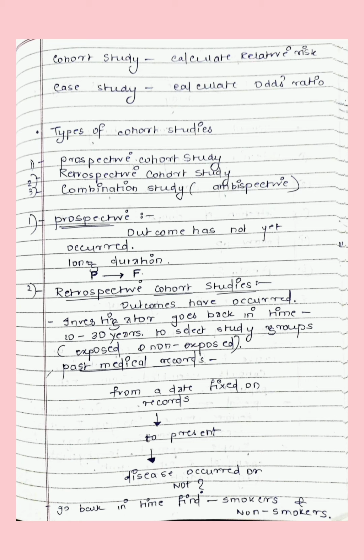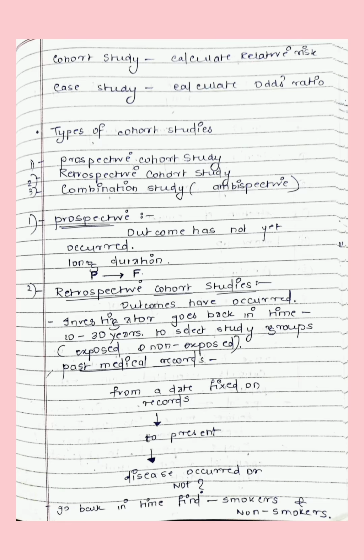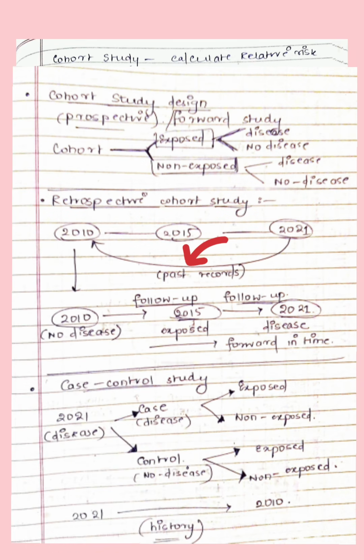In a retrospective cohort study, the reason why it is called retro is because the outcome has already occurred and we are going back in time. The disease is present during the time of study, but the investigator goes back in time. We are tracing back through time, that is 10 to 30 years back. Say it is 2021. We will check the records of 2010, the medical or past records or test records of the patients, to select the cohort. And from 2010, some people will indulge in the habit of smoking.